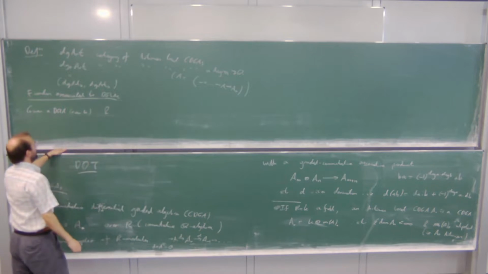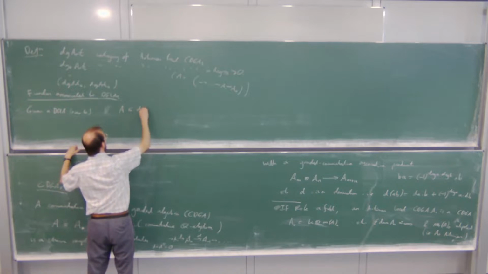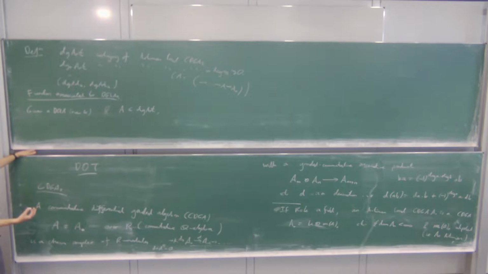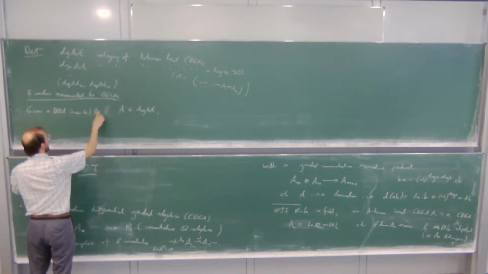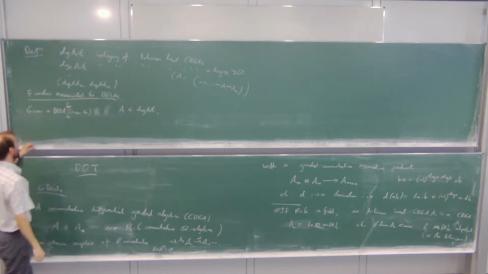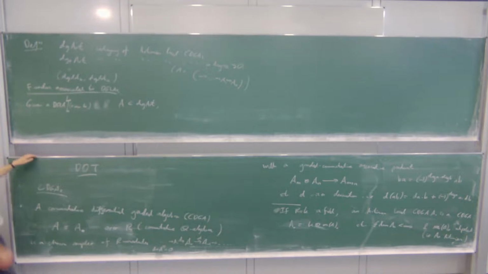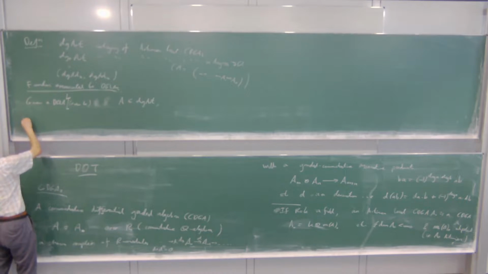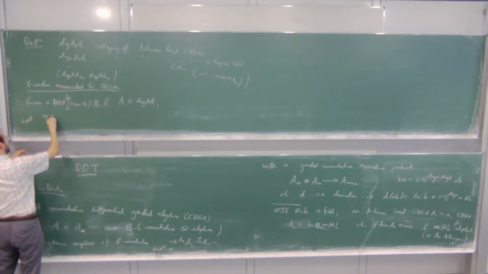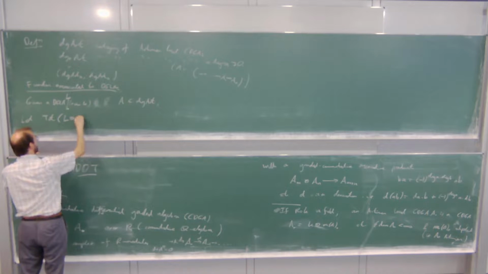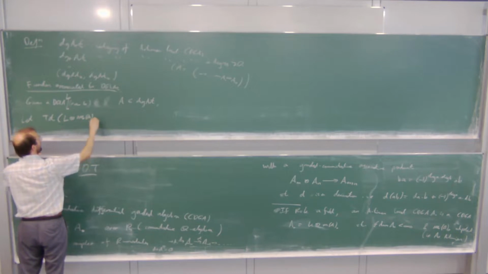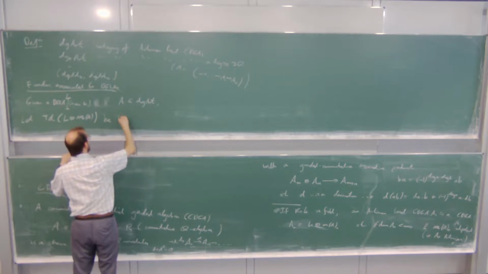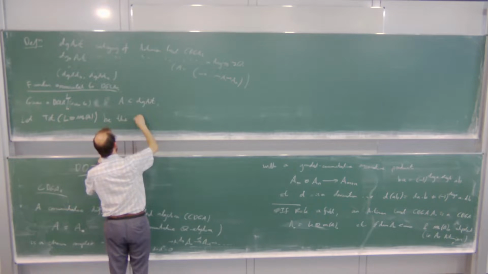and some DG Artinian ring, we can then take a DGLA, give it a name, L. We can now form a new DGLA by tensoring these two things together. So we get a nilpotent DGLA.